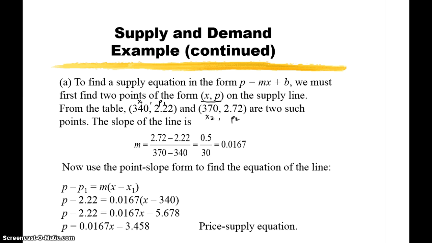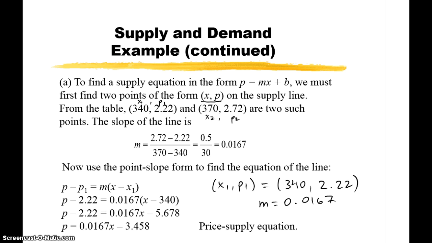Well, we go ahead and we use the point slope form to find the equation of the line. So we use point slope, which is p minus p1 equals m times x minus x1. This has been done for you here. And all we do is we plug in using x1, p1 to be the point 340, 2.22 again. And our m is 0.0167, which we found earlier. So we plug in the appropriate values, and we get the price supply equation as 0.0167x minus 3.458.